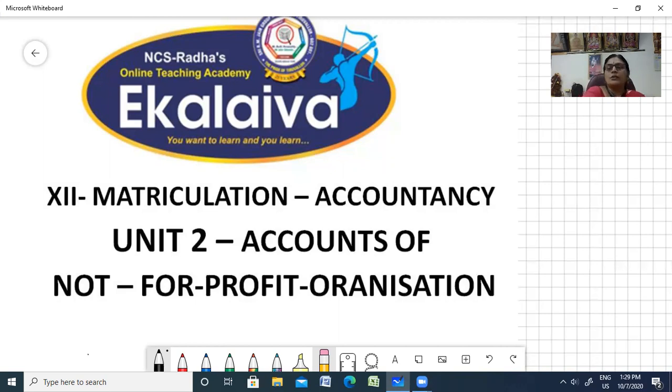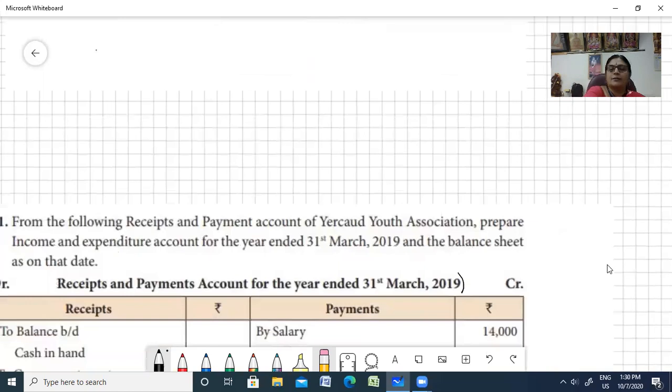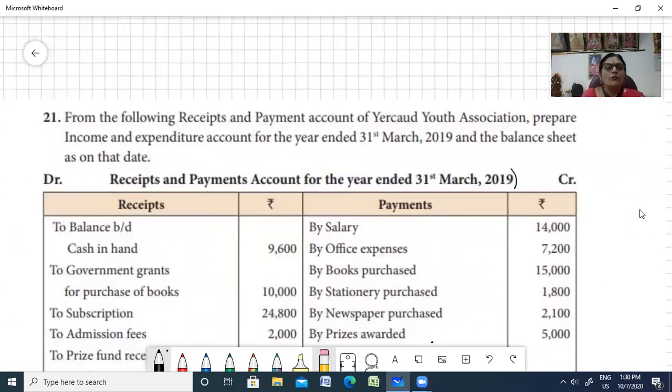Children, you're in Unit 2, Accounts of a Not-for-Profit Organization. Now, today I'm going to teach you problem number 21. Now, you have a problem here. From the following receipts and payments of Air Youth Association, prepare the income and expenditure account for the year ending 31st March 2019 and the balance sheet as on that date. So the receipts and payments account for the year ending 31st March 2019, they've given you the details.